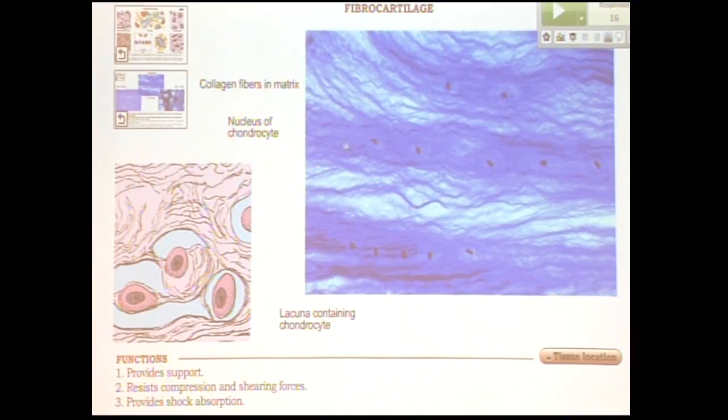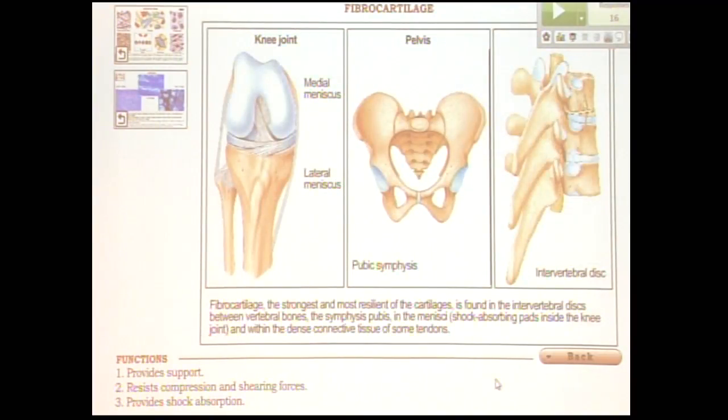But once again, all that dark blue is extracellular matrix and ground substance, and just these little black dots are the cells, the fibroblasts, which are specifically called chondrocytes in this case, but they're still a type of fibroblast. And I just told you all totally backwards. This is the meniscus.